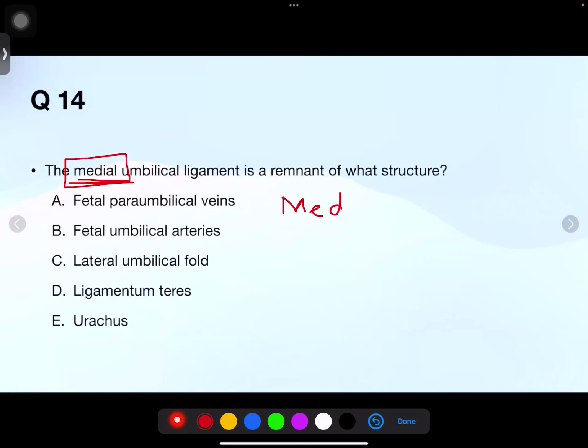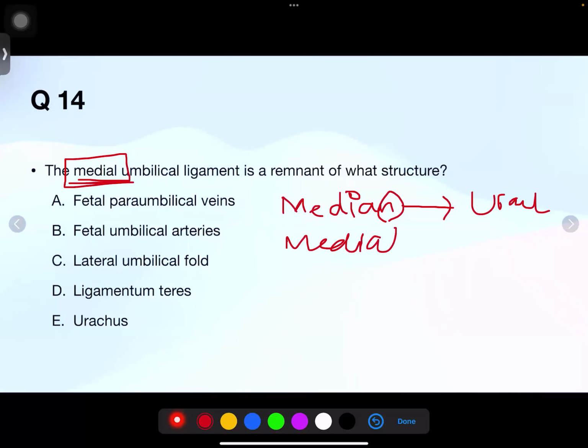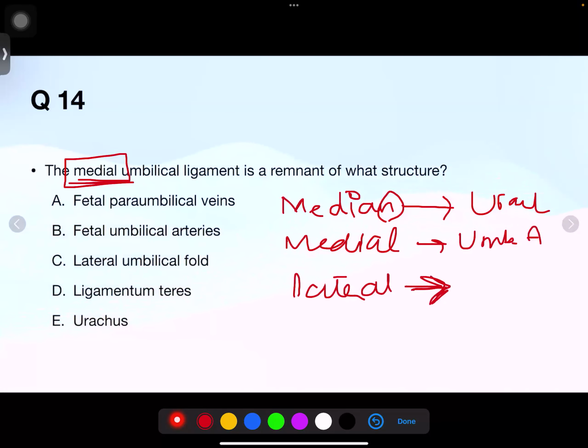Umbilical veins or arteries? B, ma'am. Arteries. So basically, first in the middle is the median. The median is formed by the urachus, and then there is the medial. The medial would be from the umbilical arteries, and there's also a lateral fold, which is a remnant of which structure?